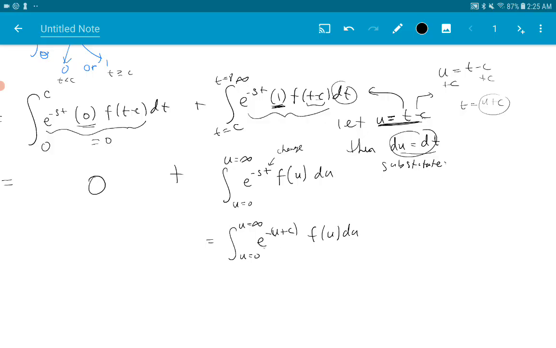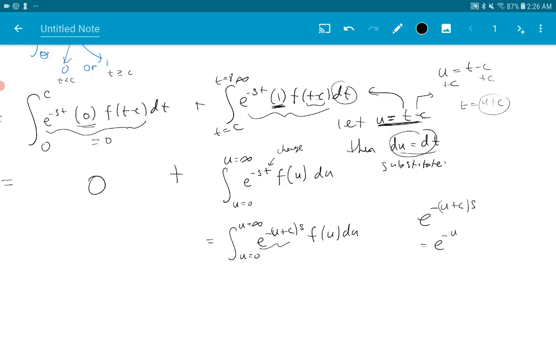All right, so let me split this up. Remember, e to the negative u plus c is the same as e to the negative u. Sorry, I also forgot about the s there. There's an s there. I'm sorry, I keep screwing that up. It's not t that's left over. It's the s that's left over.